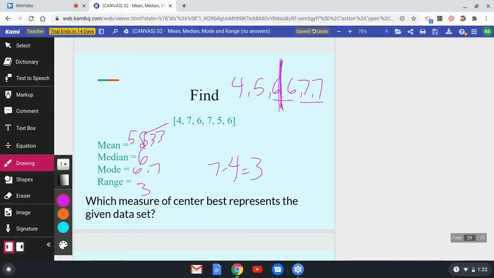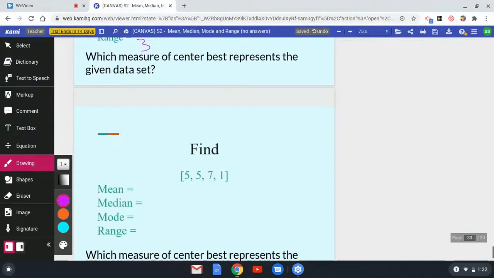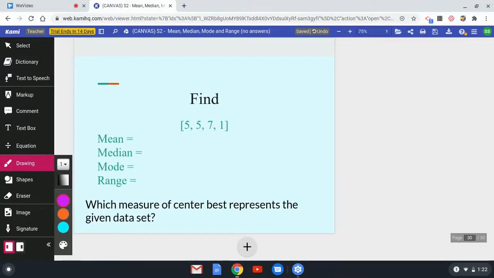All right, again, I would pick the median because it is the exact middle. I have a 4, I have a 5, I have a 6, and a 7. Technically, it would be 5.5. All right, last one.